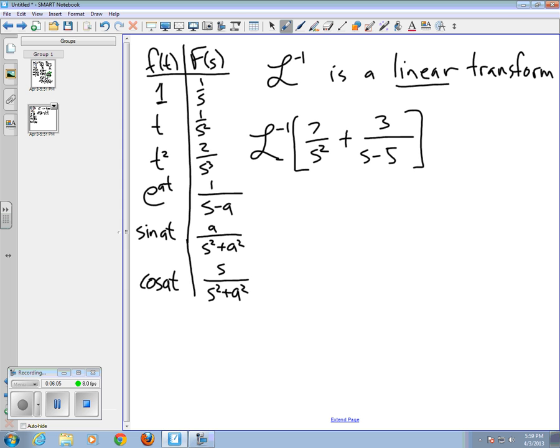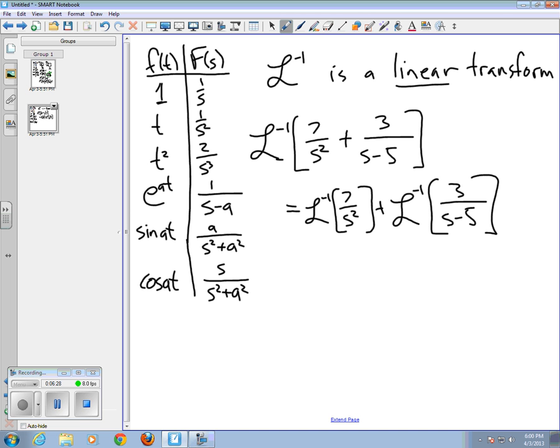Okay, so if I'm looking for the inverse Laplace transform here, I can split it up amongst the two parts. So I have the inverse Laplace transform of 7 over s squared plus the inverse Laplace transform of 3 over s minus 5. And then we look at the numerators. If we look at our table, we know the inverse transform of 1 over s squared, but not 7 over s squared. But that 7 is really a constant. It's really 7 times 1 over s squared. And so we can bring the 7 out, just like we bring it out of an integral.